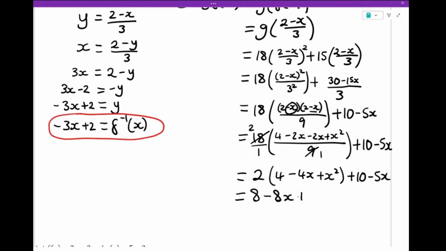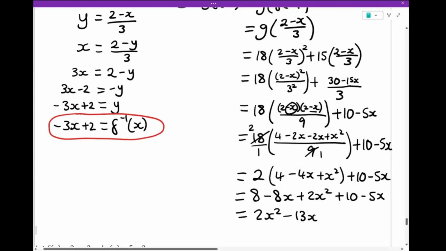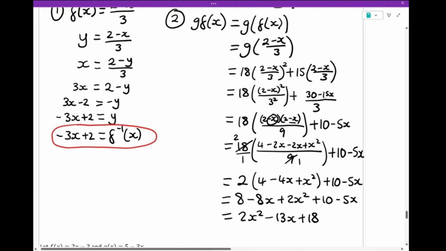And 2 times x squared is positive 2x squared, plus the 10, subtract 5x, and then collecting like terms, we've got 2x squared, which I'll write first. Then our x terms are negative 8x and negative 5x, which is negative 13x. And then finally, we have 8 plus 10, which is going to leave me with 18. So this is a simplified expression for the composite function g f of x.